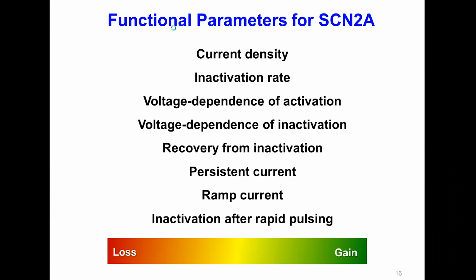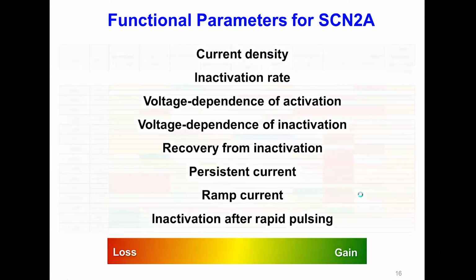And for each individual variant, we can assess whether the difference that we observe between the normal SCN2A channel and the variant could be characterized as a loss of function or a gain of function. That's for each individual parameter that we study. And to make that come to life, we've decided to actually use this color coding scheme against all of these functional parameters for all of the variants that I just showed you.